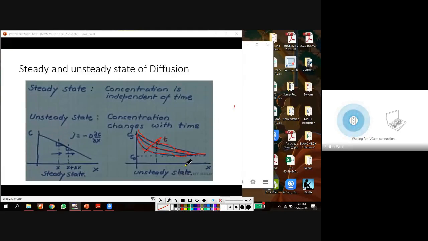along the length of the diffusion, or in the direction of diffusion. The concentration varies with respect to time. That type of diffusion is called unsteady state diffusion. Unsteady state diffusion. Okay.